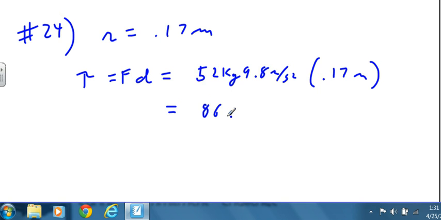I only have 2 significant digits, so I call it 87 meter newtons. And you have to have a dot there, otherwise it looks like millinewtons. And that would not be good. Okay, so there's my A answer.